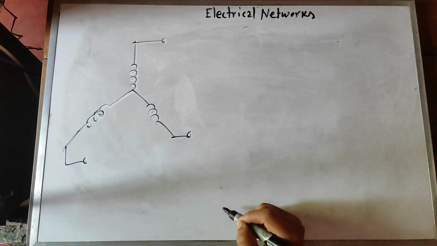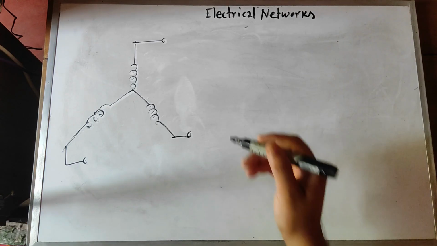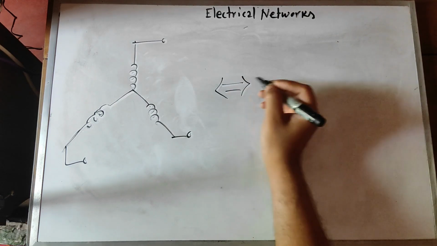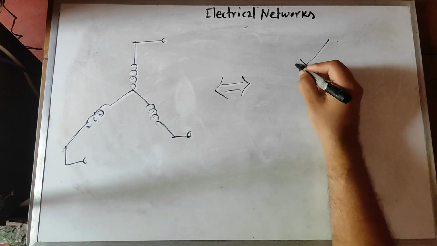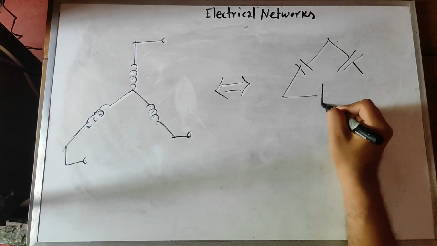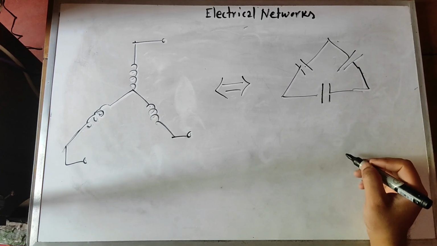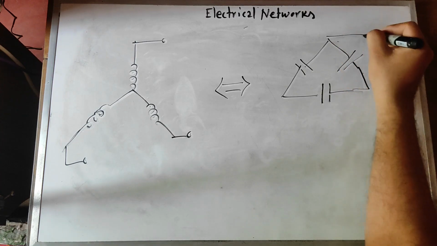So this is a network, this is not a circuit. So what is the electromagnetic dual of this? The electromagnetic dual is the delta connected capacitor circuit. So this is the full circuit. So this is the network.